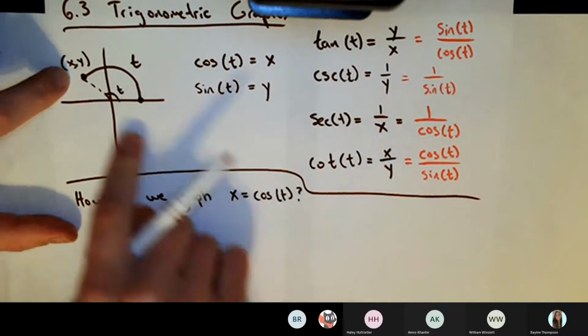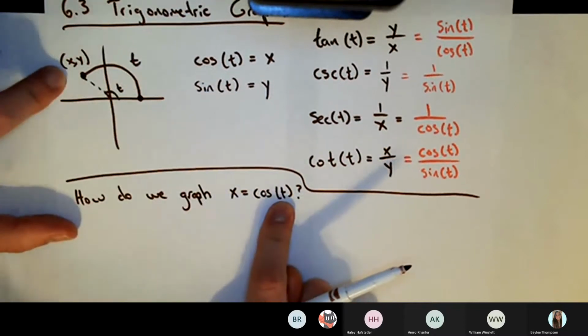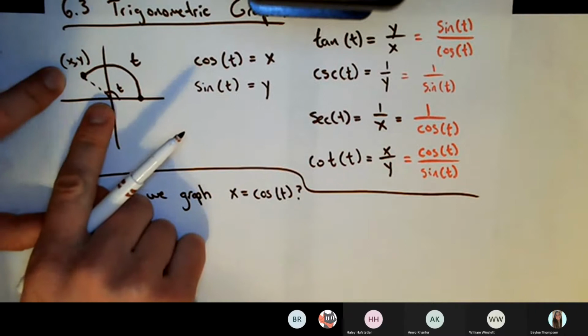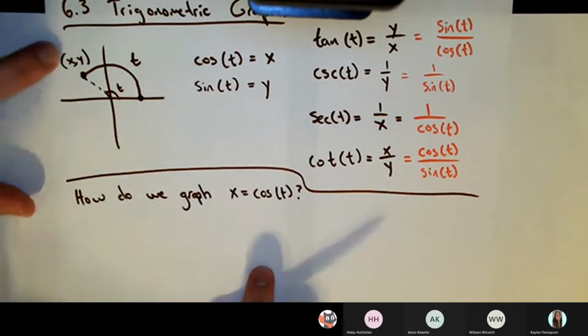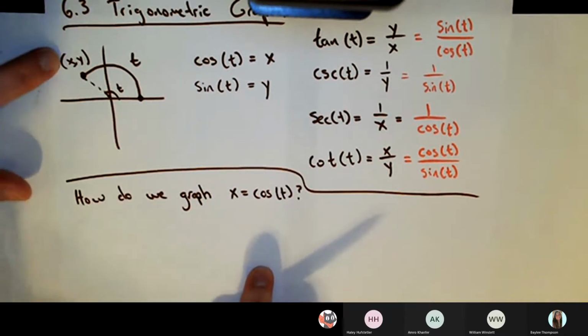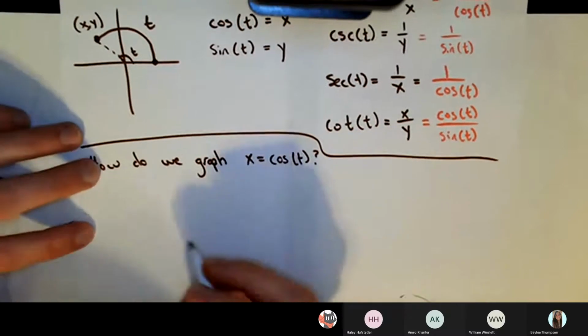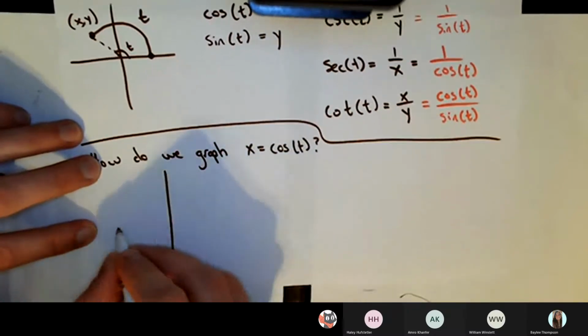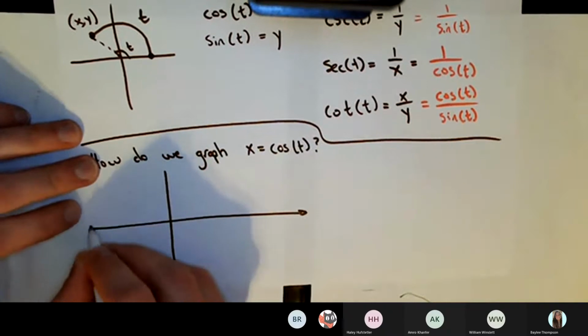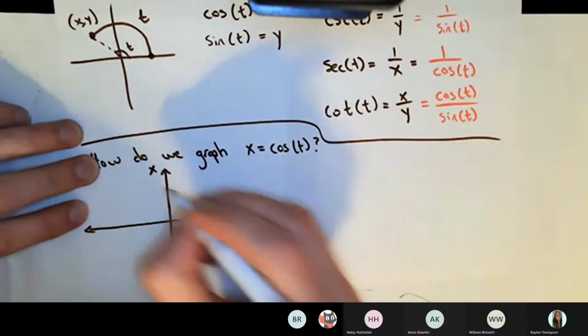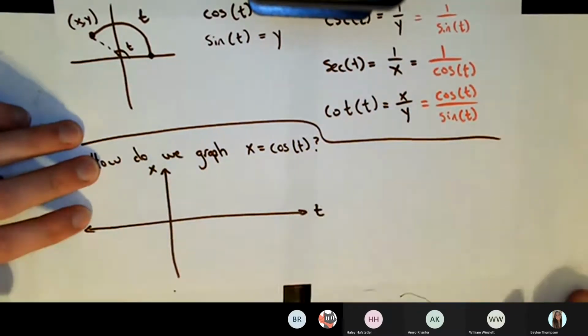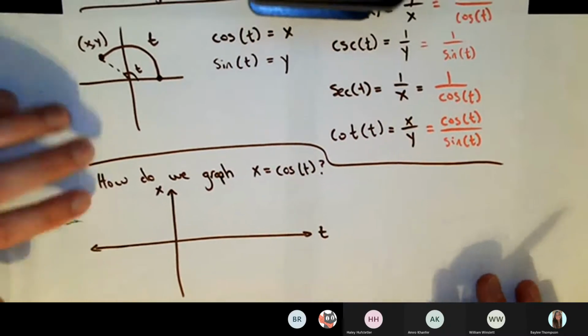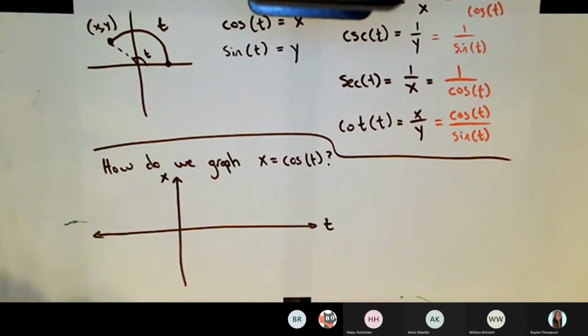And for cosine, this is what cosine does. On the unit circle, you input some arc length slash angle, really it's an angle, and it outputs some x value on the unit circle. So I'm going to graph this on a plane with outputs x and inputs t. Okay, so let's make a table of values. That's the standard way to graph a function.